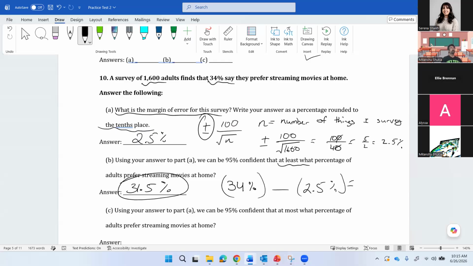Now, please don't add or subtract to the 95%, guys. Oh my gosh, that would break my heart if that's what happens on the exam, okay? Please be really careful. Read that very carefully. All that 95% is saying to you is how confident you are. I am 95% confident that at least 31.5% of Americans prefer streaming movies at home. Okay? Questions, comments, concerns? Does this make sense?